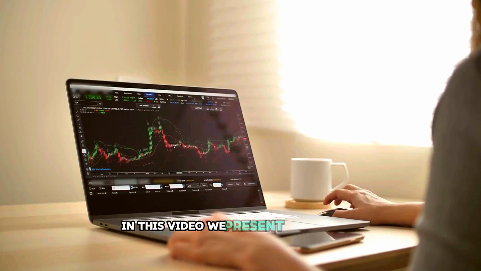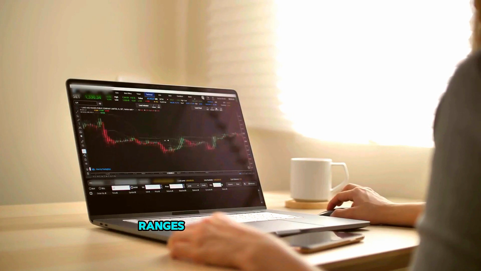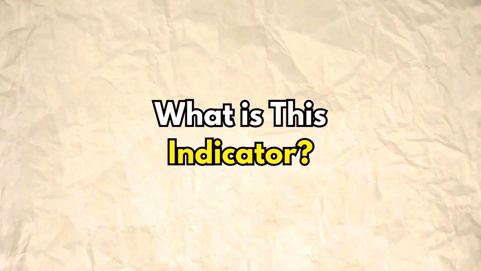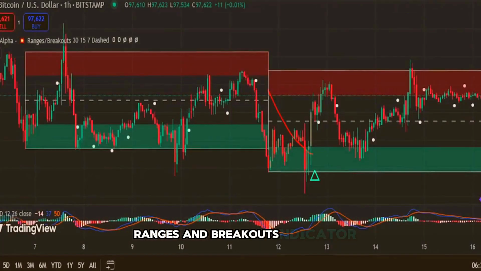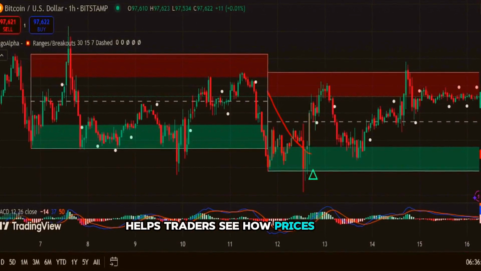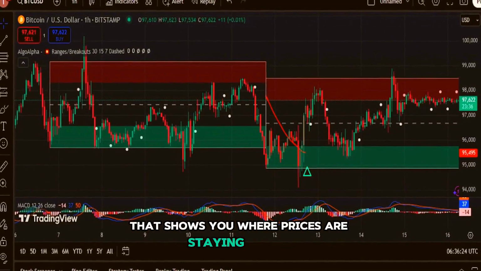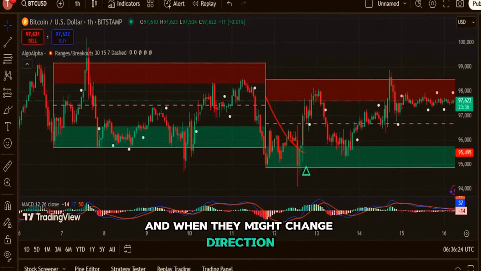In this video, we present the TradingView indicator, Ranges and Breakouts by AlgoAlpha. What is this indicator? The Ranges and Breakouts indicator helps traders see how prices move in the market. It's like a map that shows you where prices are staying steady and when they might change direction.